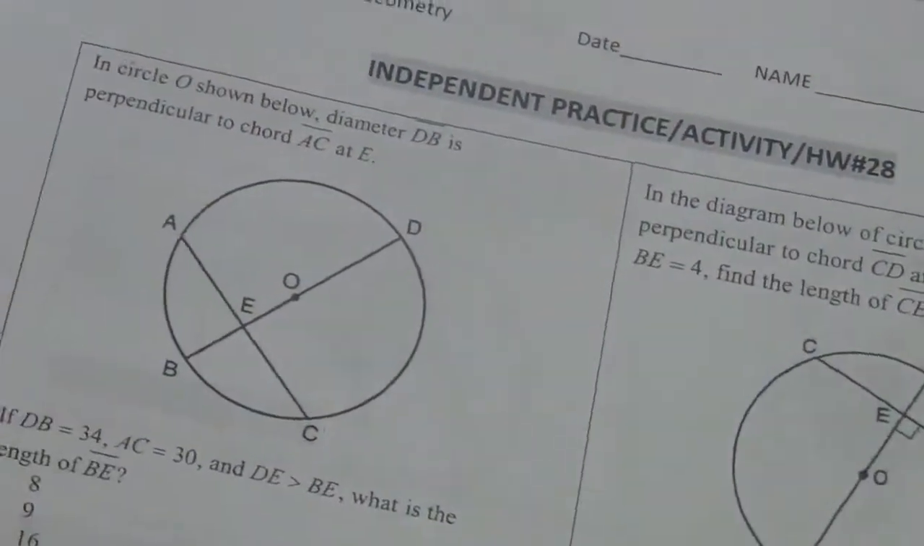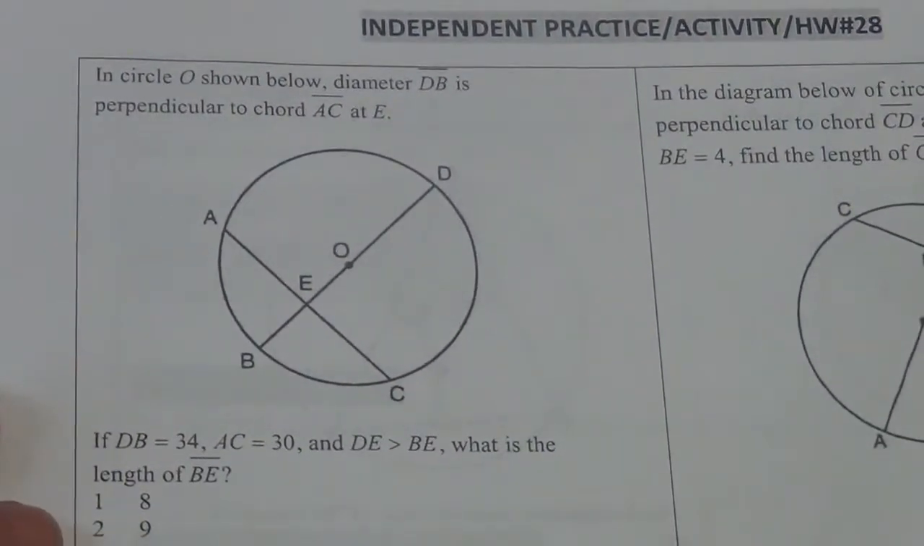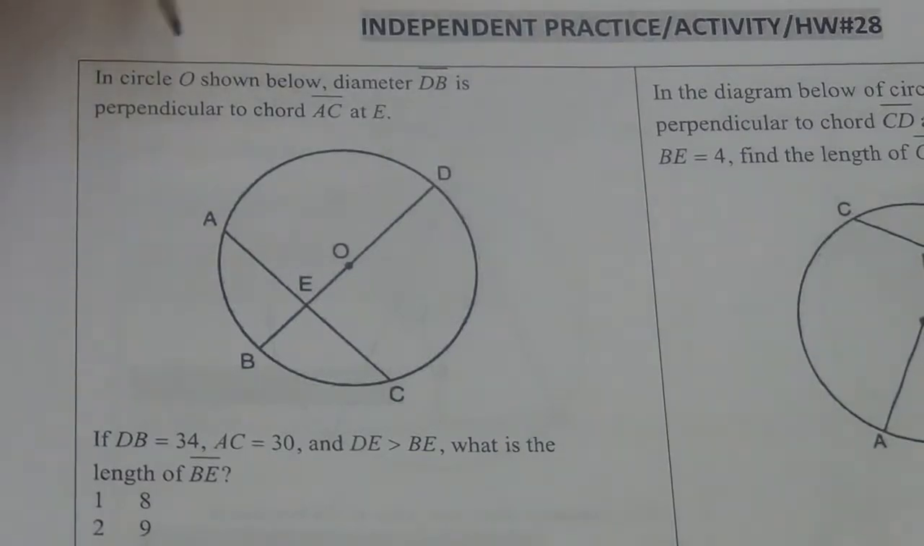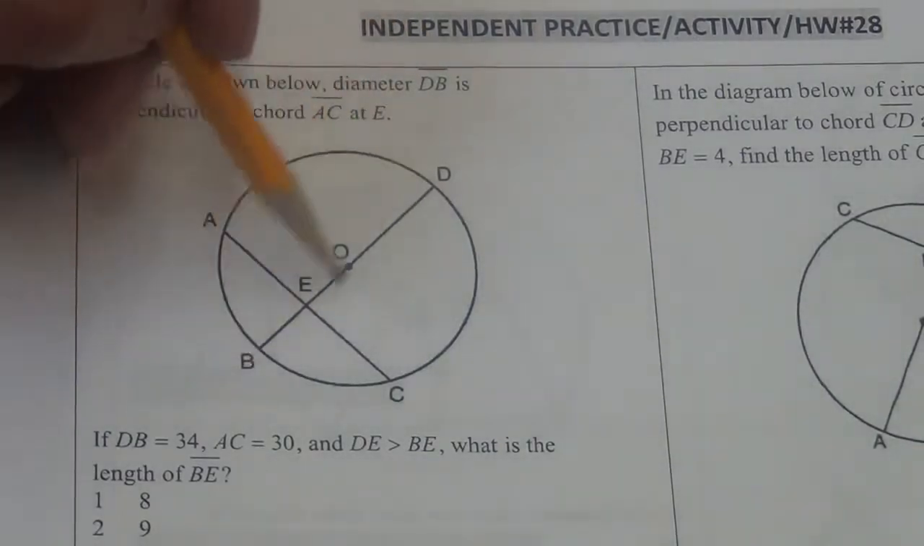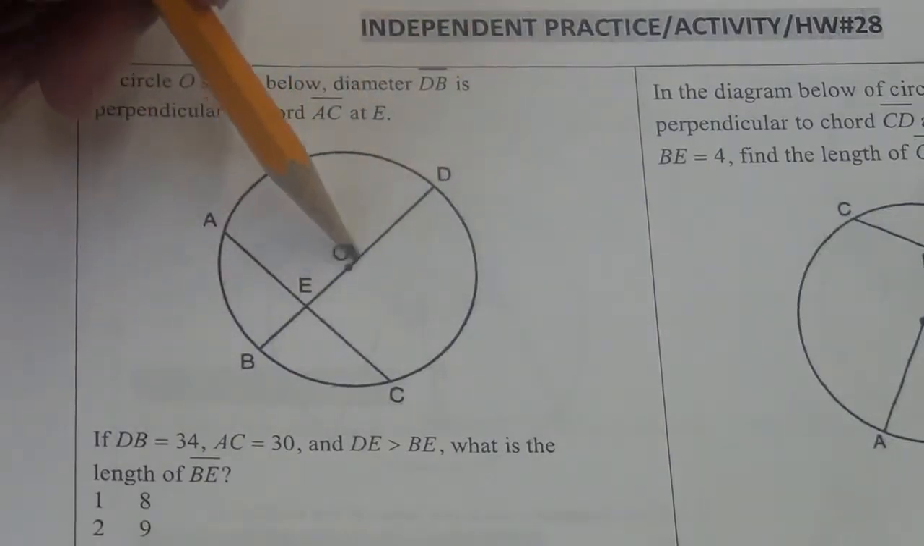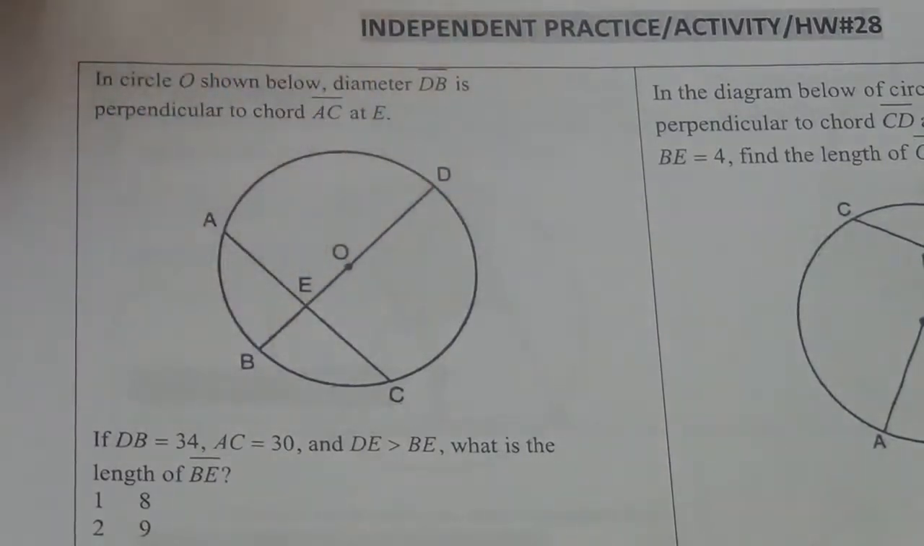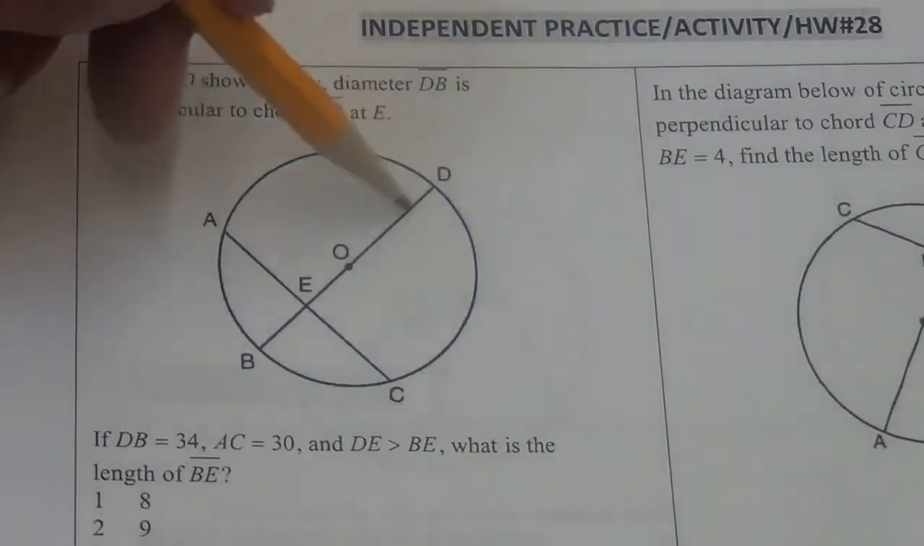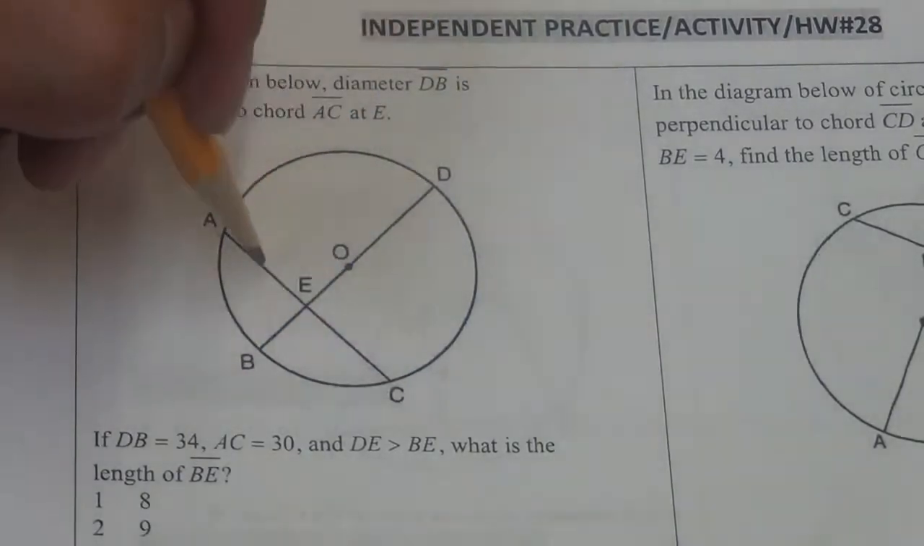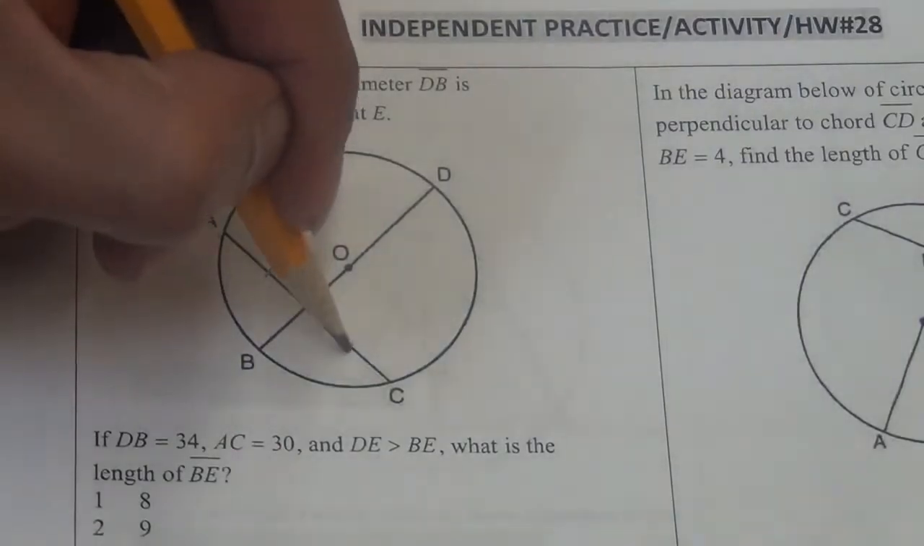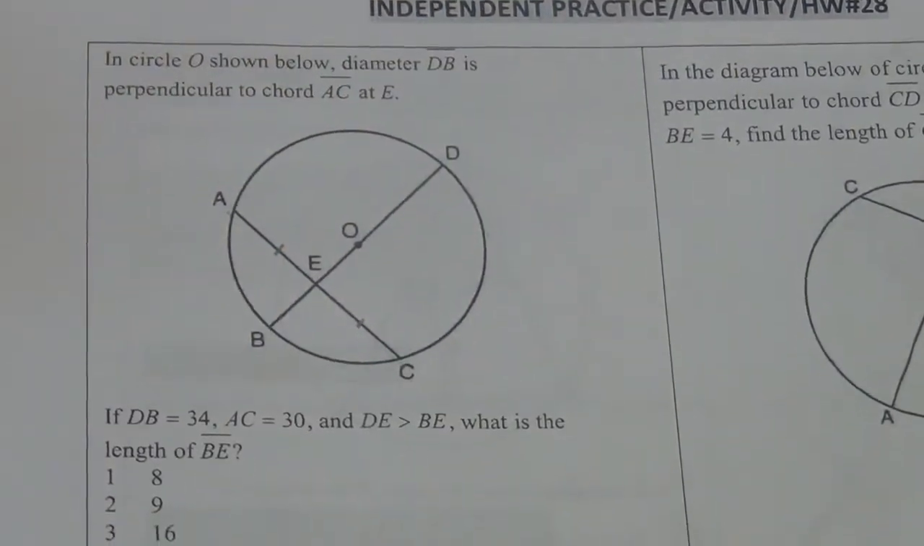All right, here we have the problem. In circle O, diameter DB. So this is a diameter right here. Therefore, remember, twice the radius is the diameter. It's perpendicular to chord AC. So this is perpendicular to chord AC. We already know then that this divides the chord into two congruent parts.